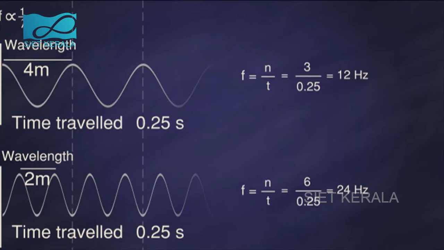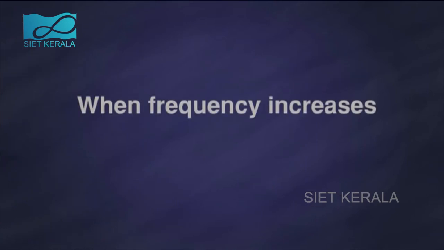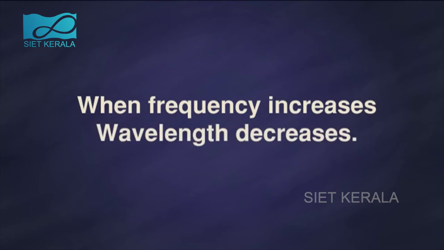For a wave with 4 meter wavelength, frequency equals 12 Hz. And for the wave with 2 meter wavelength, the frequency is 24 Hz. When frequency increases, wavelength decreases.